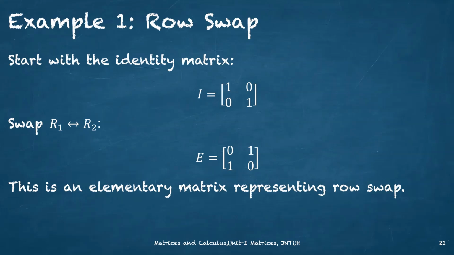Example 1. Row swap. Let's look at an example of an elementary matrix formed by swapping rows. We start with the identity matrix I, which is a 2 by 2 matrix. First row 1, 0 and second row 0, 1. Now we swap row 1 with row 2. After this operation, we get a new matrix E. First row 0, 1 and second row 1, 0. This new matrix E is called an elementary matrix and it represents the row swap operation.